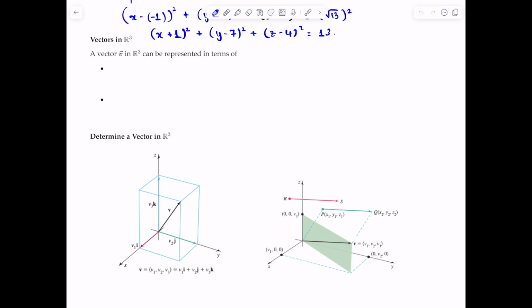There's another way to represent a vector in three-dimensional space. That is, it can be written in the form of standard unit vectors. So the first way that we can represent a vector is in the component form, and it's written as v equal to ⟨v1, v2, v3⟩. And it can also be described in the standard unit vector form.